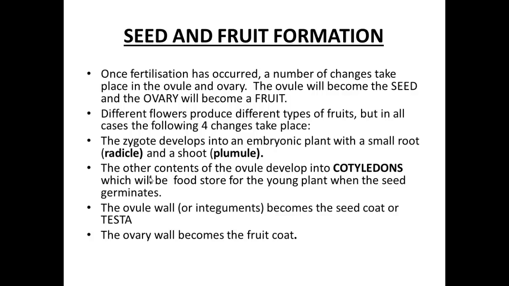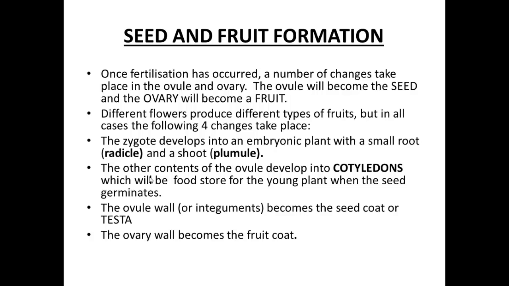We've got to the stage of fertilization, and once fertilization has occurred, a number of changes take place in the ovule and the ovary. That ovule will become the seed, and the ovary will become the fruit. Contained within the seed is the embryo. Now, different flowers produce different types of fruit, but in every case, you get these 4 changes taking place.